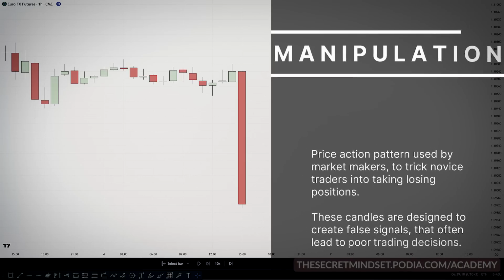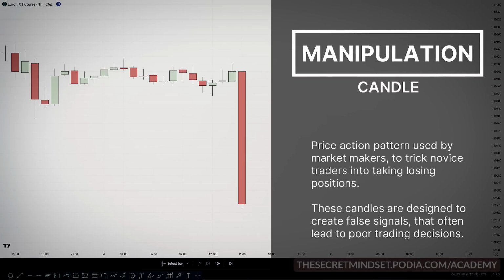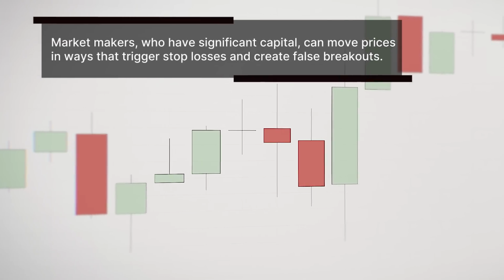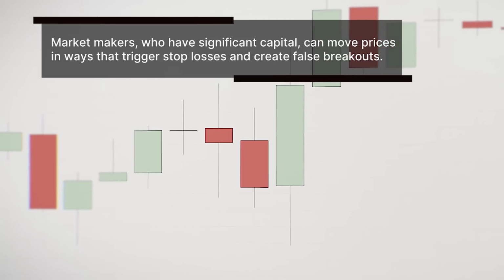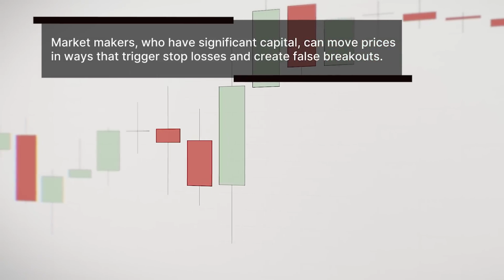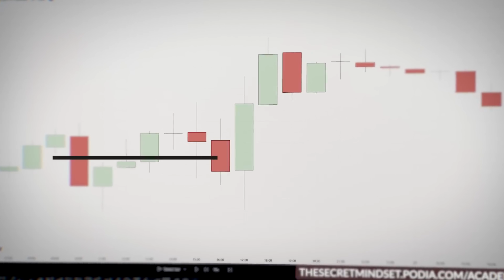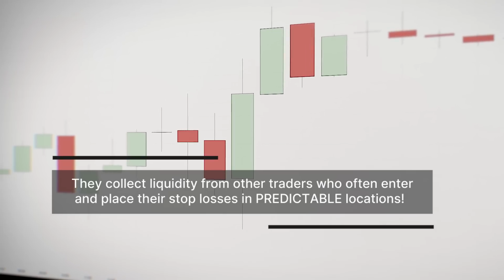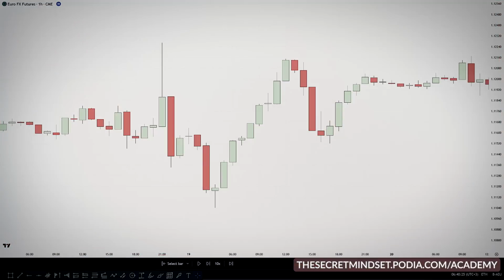A manipulation candle is a price action pattern used by market makers to trick novice traders into taking losing positions. These candles are designed to create false signals that often lead to poor trading decisions. Market makers who have significant capital can move prices in ways that trigger stop losses and create false breakouts. They do this to collect liquidity from other traders who often enter and place their stop losses in predictable locations. And it's not just a single candle, but a whole sequence of price moves designed to trick traders.